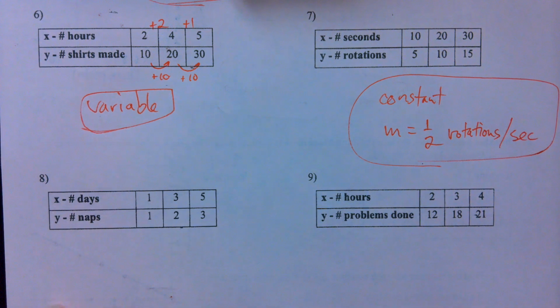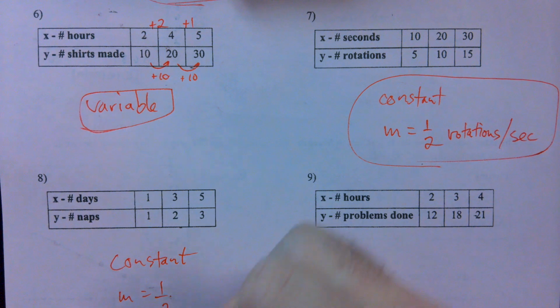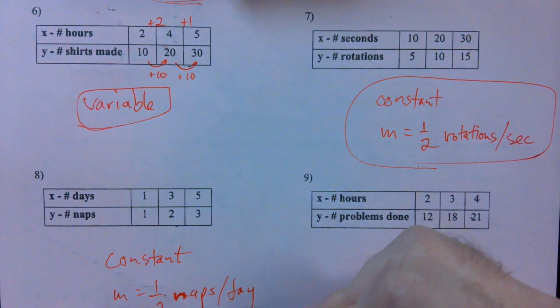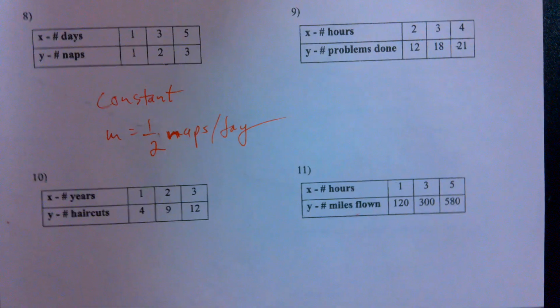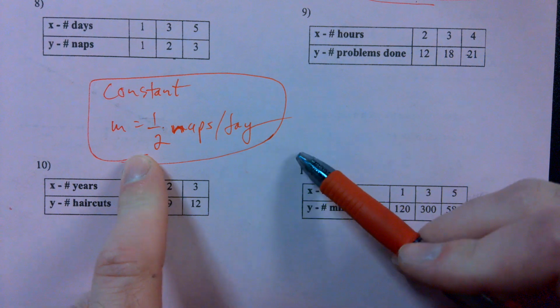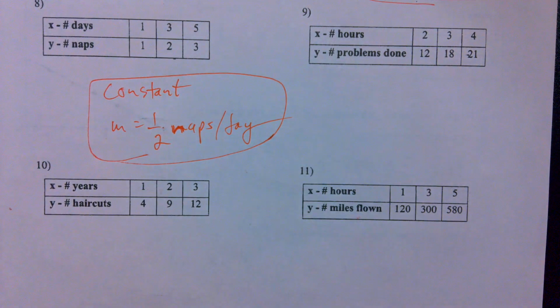What about number 8? Constant or variable? Constant. What's my M for number 8? 1/2 again. Naps per day. Now for something like number 8, you may be thinking, how can you take half of a nap in one day? Right? You can't. So that's not what this M represents. This rate of change represents, essentially, you're taking one nap every other day. So I take a nap today, I don't take a nap tomorrow. If I take the average, now I'm taking half of a nap per day. But you can't actually take half of a nap, right?